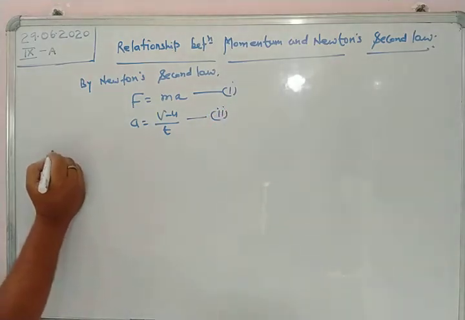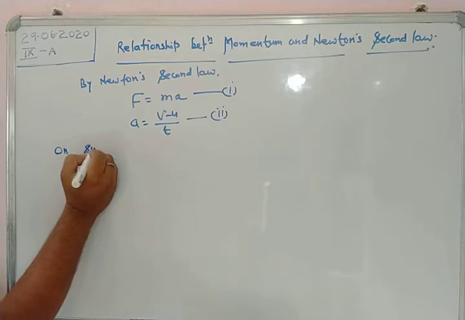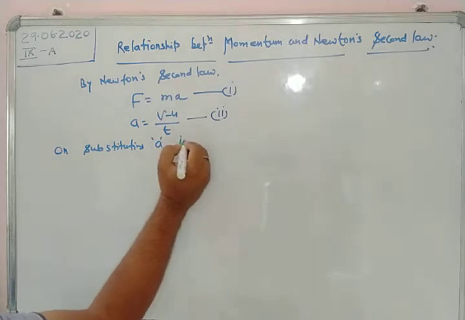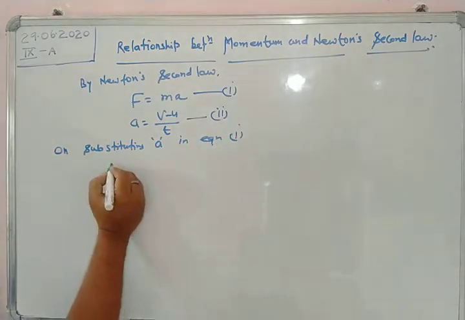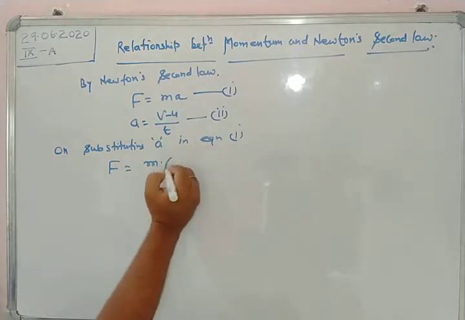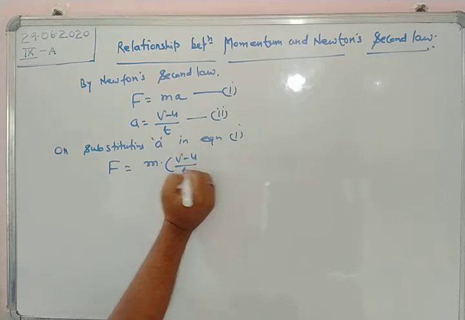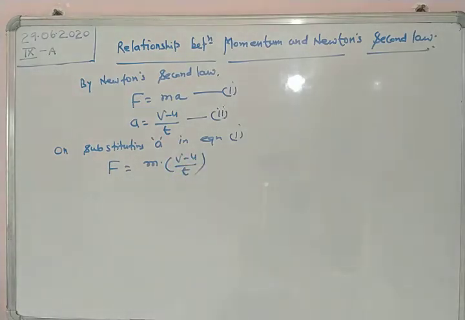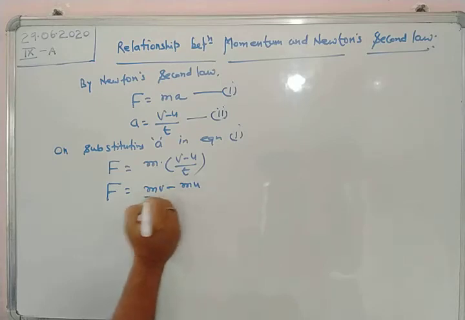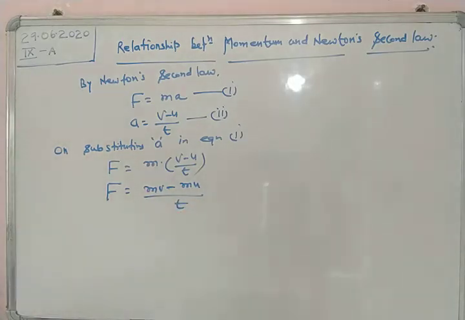Let's see, students, what I am going to do on substituting equation 2 for a in equation 1. What is the new thing that I am going to get? F equal to m into a. In place of a, we can write (v minus u) by t. So F equal to m into (v minus u) by t. Now F equal to what? mv minus mu by t. So, mv minus mu is what?